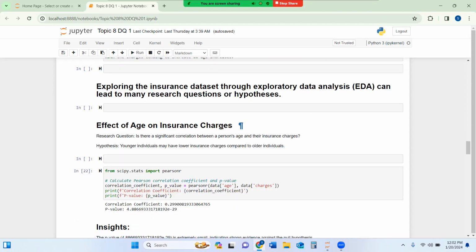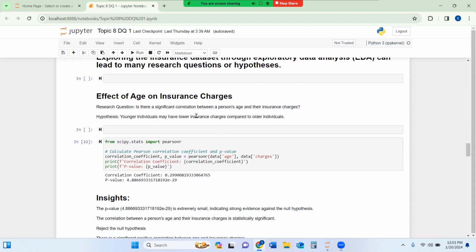Now, exploring the possible research questions, the first would be exploring the dataset through EDA. The first research question that I have here is about the effect of age on insurance charges. The research question is: is there a significant correlation between a person's age and their insurance charges? And the hypothesis is that younger individuals may have lower insurance charges compared to older individuals.